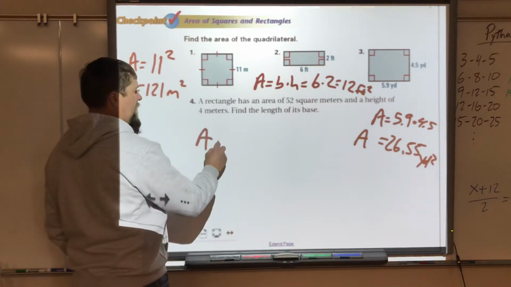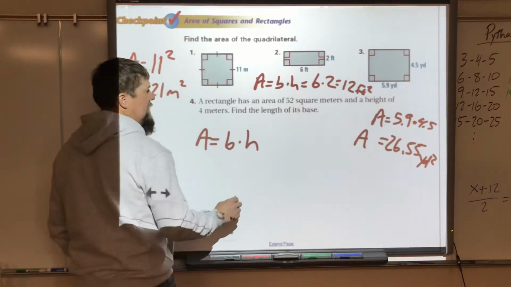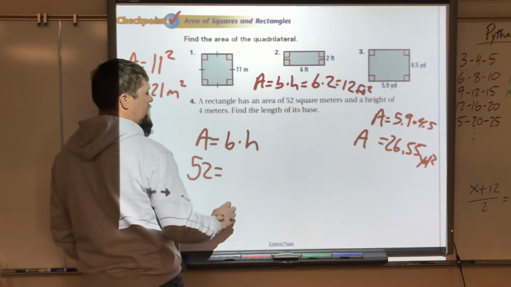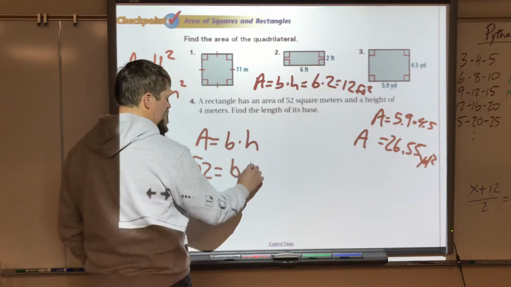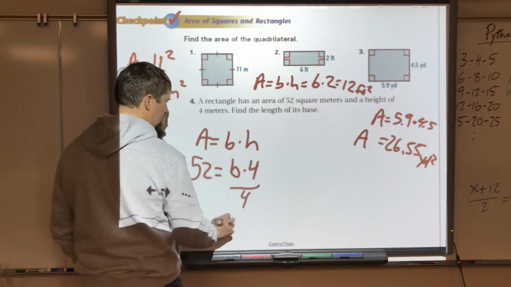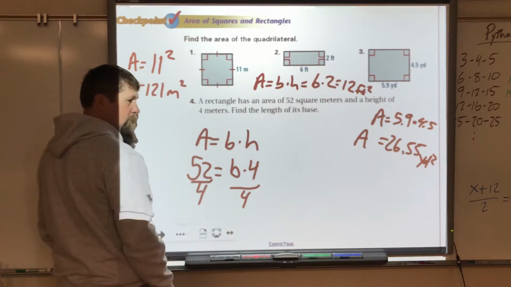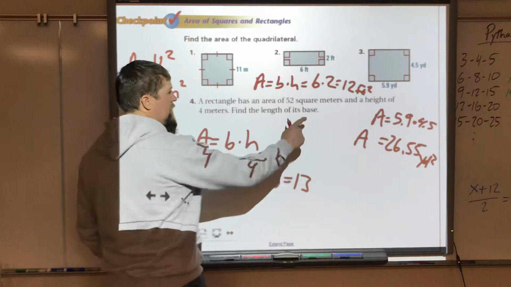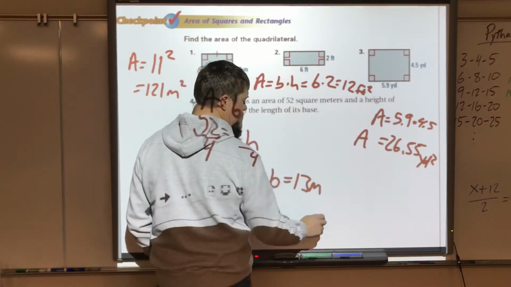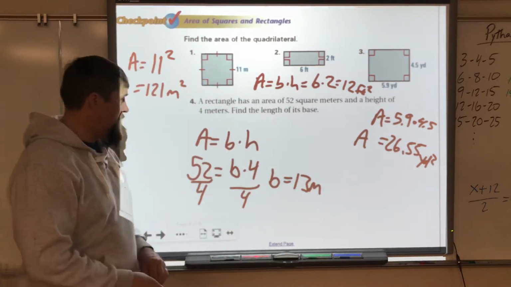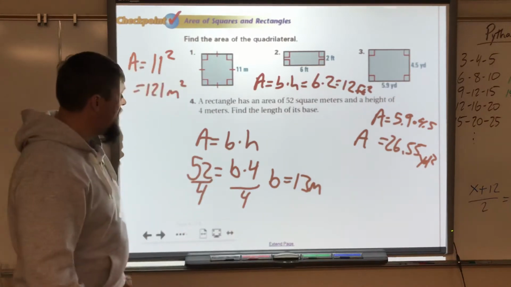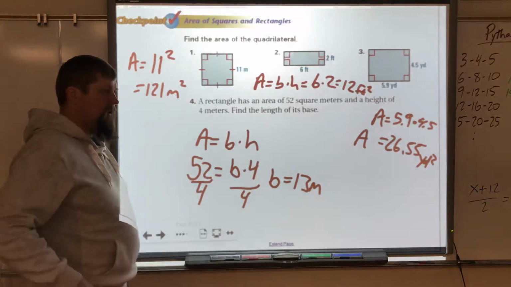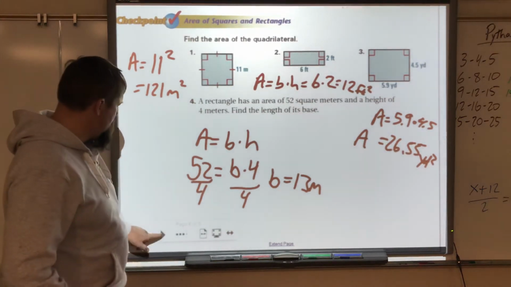The area of the rectangle is base times height. The area they say is 52. The height we know is 4. We don't know the base, so base times 4. So we're going to divide both sides by 4. So the base is 13. This time it's going to be just meters, not meters squared. Be sure to label it correctly. If you're talking about a side length, it's just a single measurement. If it's an area, it's the measurement squared.